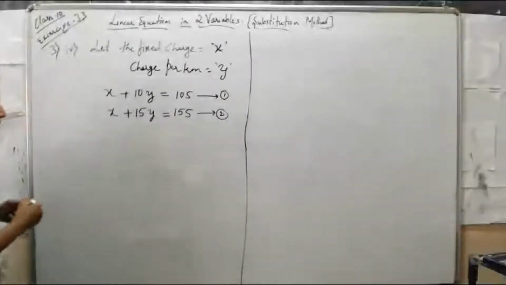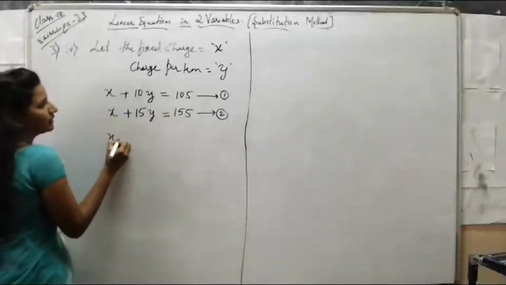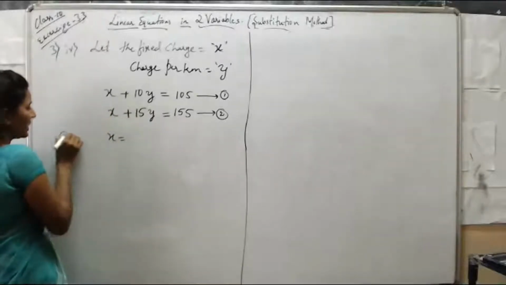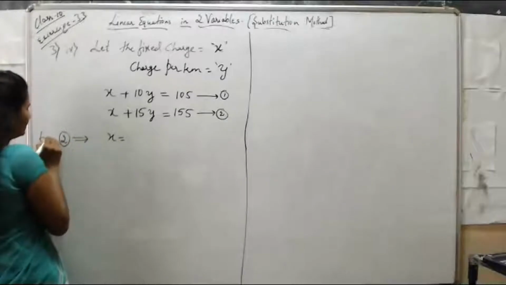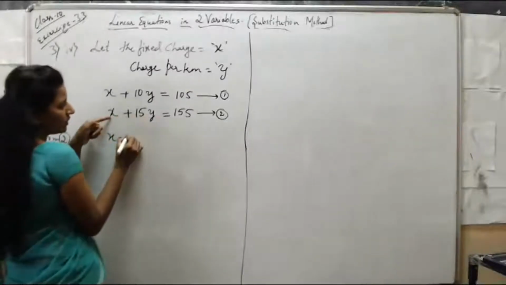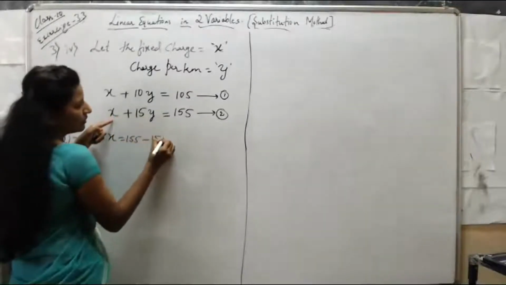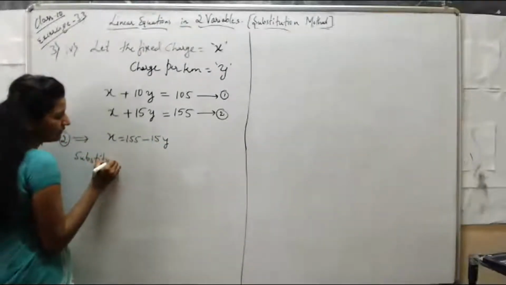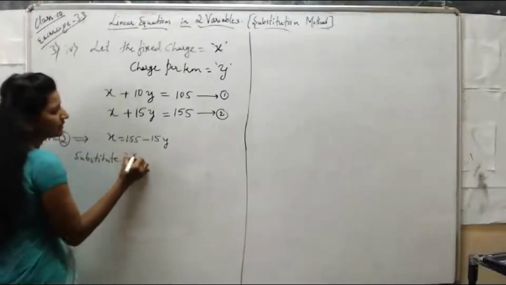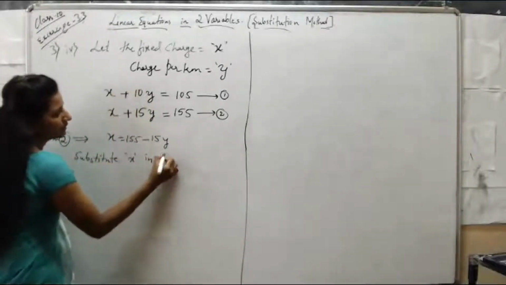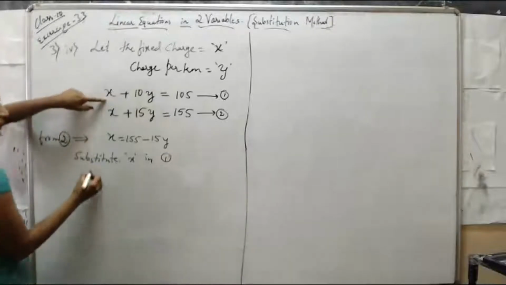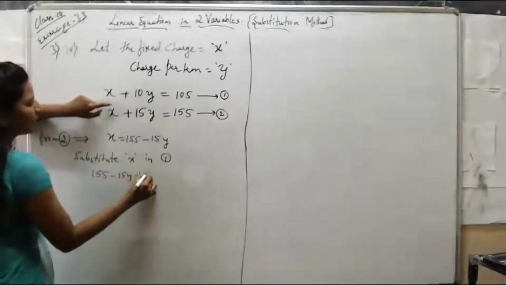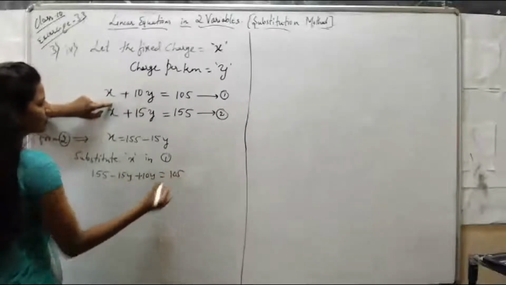So solve by the substitution method. Put x equal to whatever you want; you can take. From equation 2, x is equal to what? 155 minus 15y. Substitute x in equation 1. What is equation 1 here? 155 minus 15y plus 10y is equal to 105.